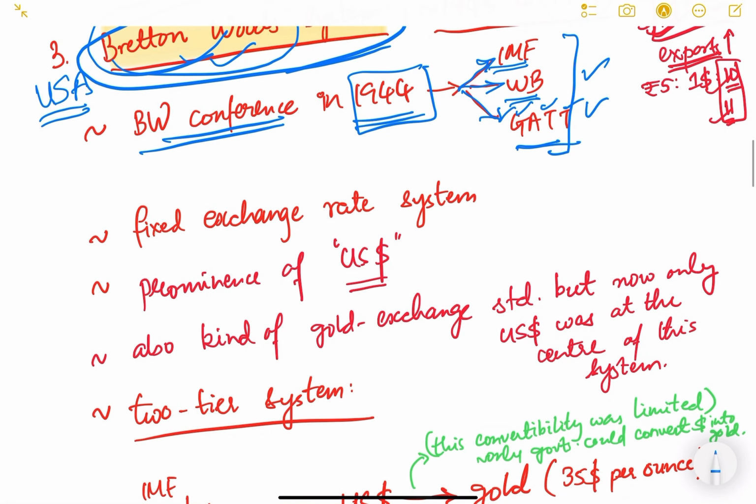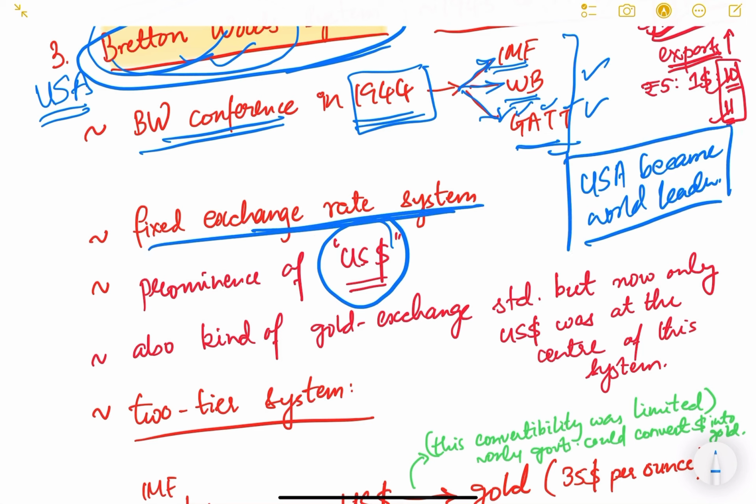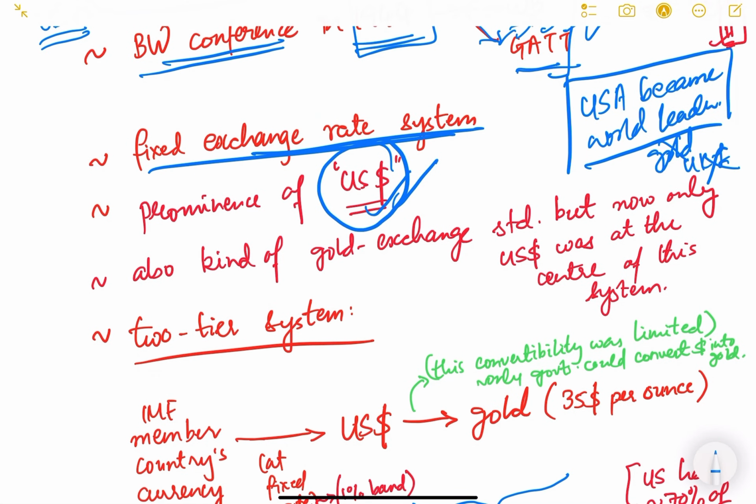The Bretton Woods system led to the prominence of the US dollar. The US became the world leader, the world economic power, the superpower. Again it was a fixed exchange rate system, but unlike gold and also the UK pound, now only the US dollar was the main global currency. The UK pound was also not there, gold was also not there. So in the Bretton Woods system there was a prominence of the US dollar.